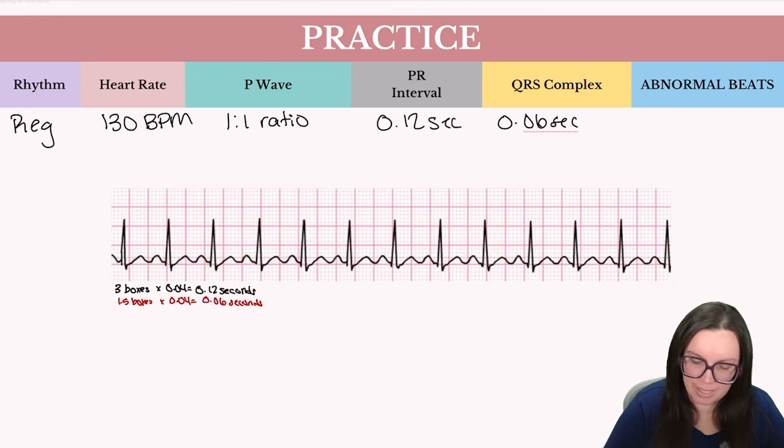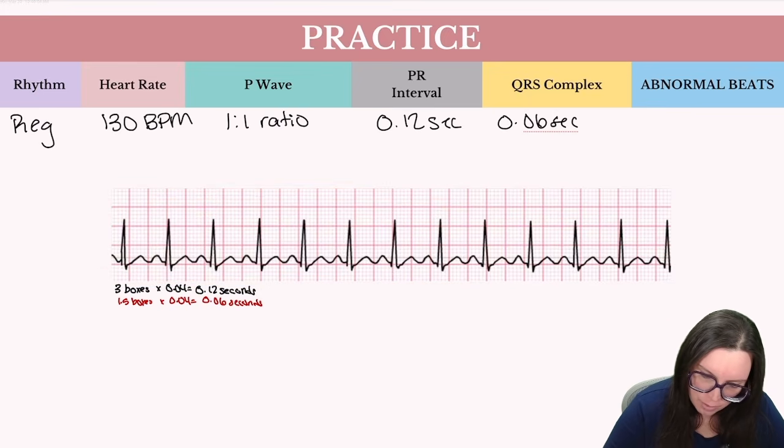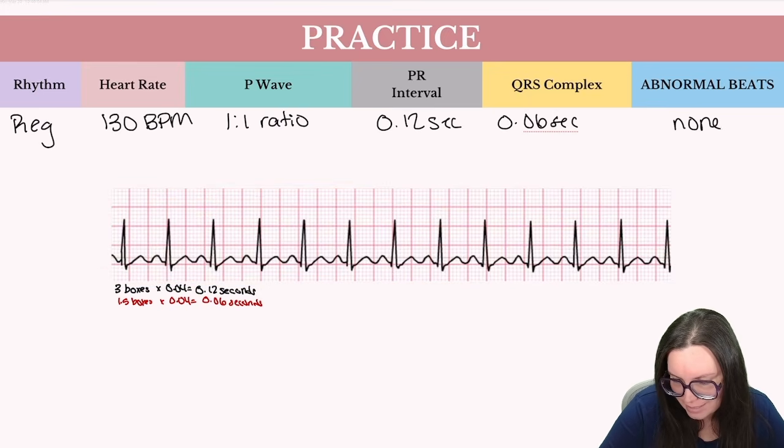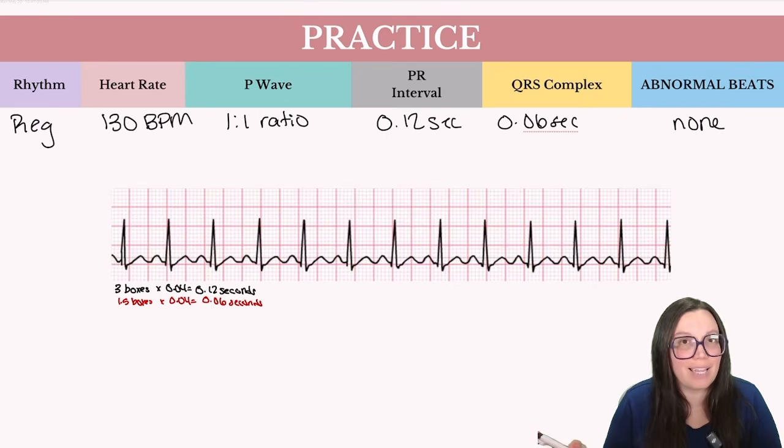And then lastly, we want to take a look to see if we have any abnormal beats. Based on what we can see here, everything looks pretty regular. We don't see anything that's out of the ordinary, so we can go ahead and list none. So everything meets the sinus rhythm criteria.